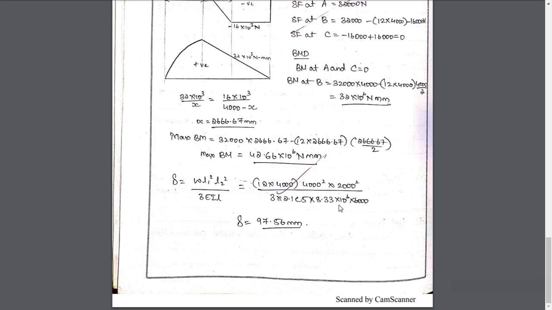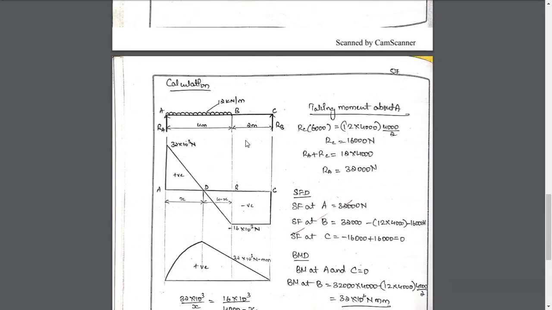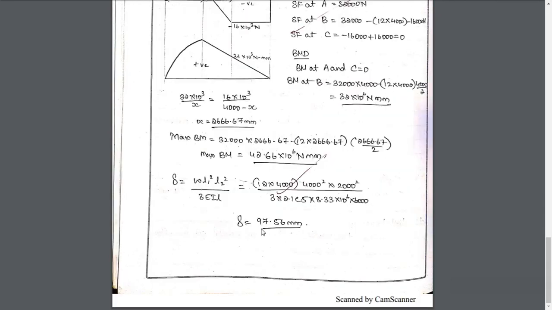If you substitute the value of I, moment of inertia is BH cube by 12, 100 into 100 cube by 12, you will get 8.33 into 10 power of 6, into L. Total length is 6000 millimeter. Okay, that is 6000. If I substitute, I get the deformation delta is equal to 97.56 millimeter.